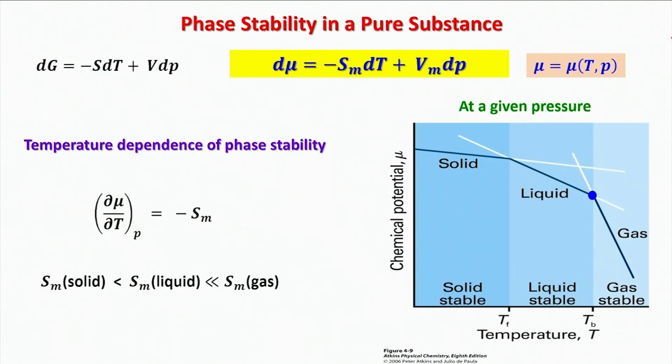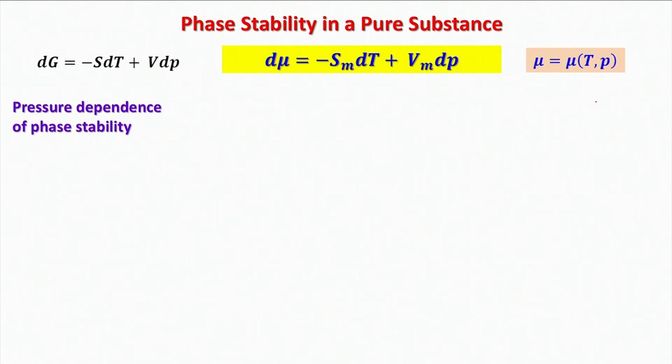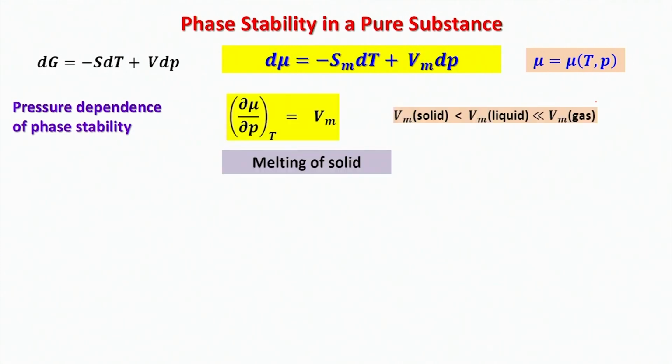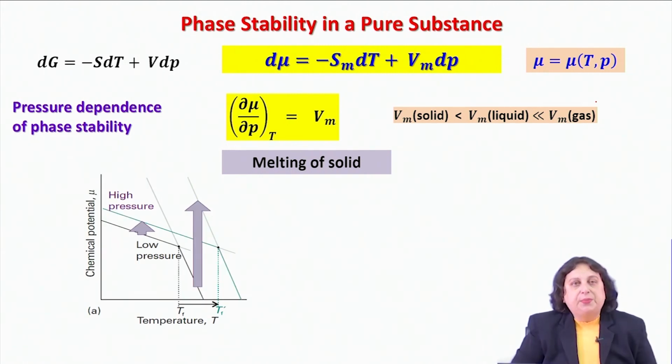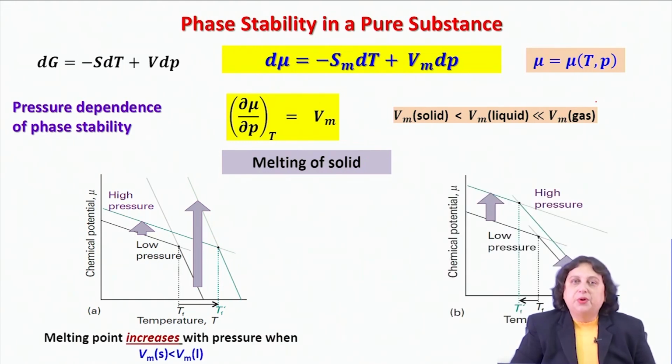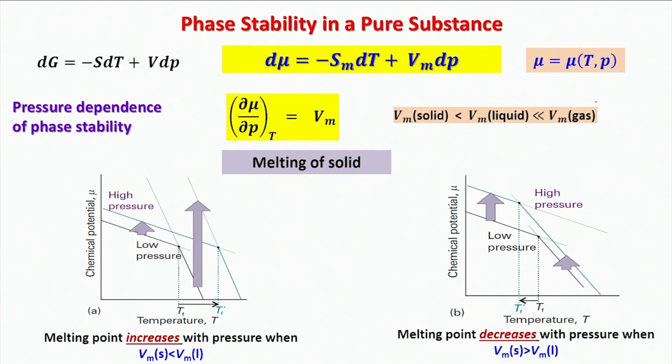pressure either by plotting chemical potential as a function of temperature at a given pressure, or we can look at the pressure dependence of phase stability by looking at, for instance, the melting of solid and comparing the plots of chemical potential at higher pressure and a lower pressure, so that we can figure out if the melting point is increasing or decreasing with pressure depending on whether the molar volume of the solid is greater than or less than the molar volume of the liquid.